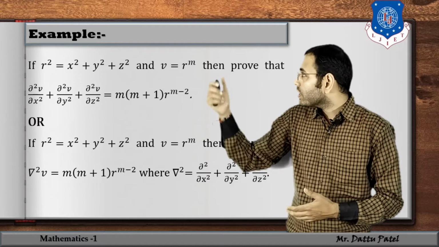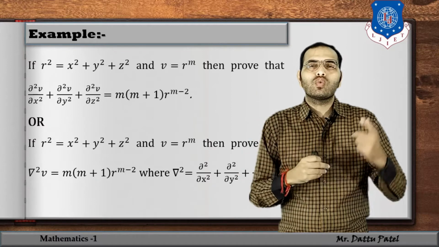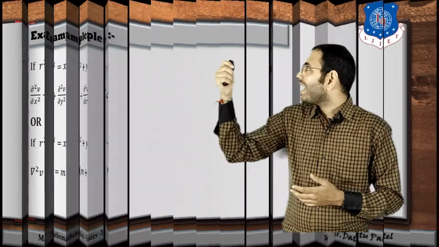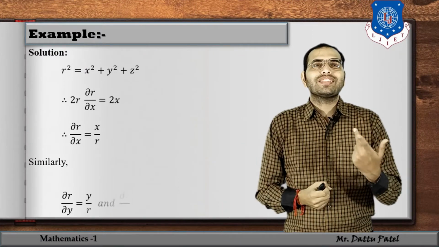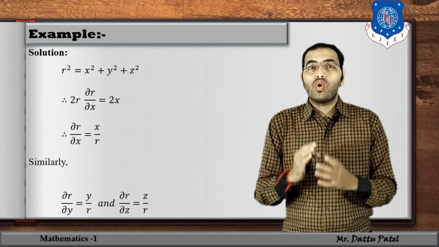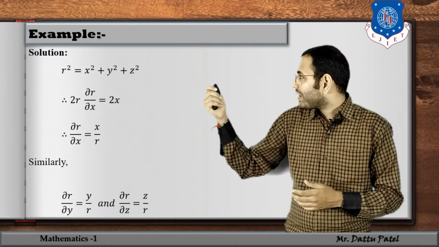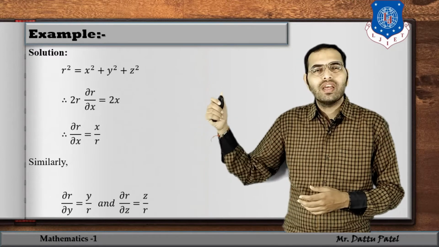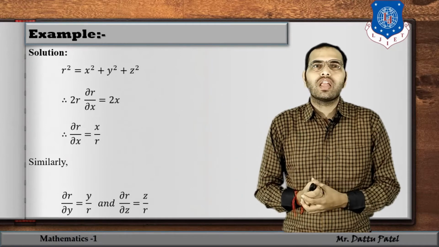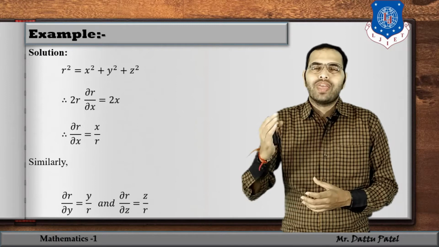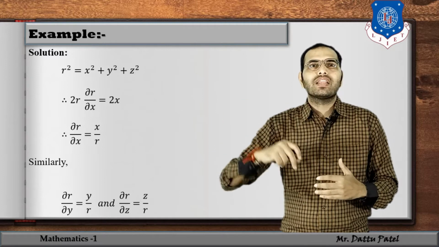Let's see. Here firstly we have to find the derivative of r with respect to x, y and z. Here r squared equals x squared plus y squared plus z squared. Then r is a function of x, y, z, a total of 3 independent variables. Partial derivative of r with respect to x: 2r del r by del x equals 2x, and y and z are constants, so their derivative is 0. Then del r by del x equals x by r. Similarly del r by del y is y by r, and del r by del z is z by r.